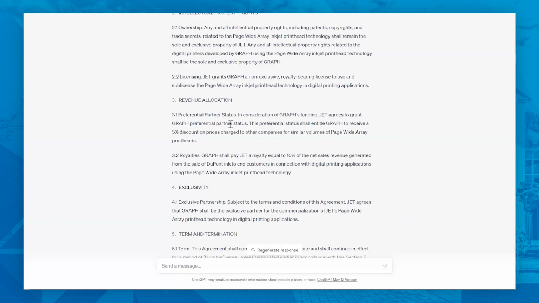Also in terms of revenue allocation. So in the end, Graph, according to ChatGPT, only gets preferential status, and Graph needs to pay a royalty of 10% to Jet, which actually makes sense because in the context that I gave it, I gave a bit more power to Jet, so that in the compromise, Jet has a bit more favorable conditions makes sense. Yeah, so what you see here is that by prompting and giving it a lot of information, it's actually able to create quite a professional contract.